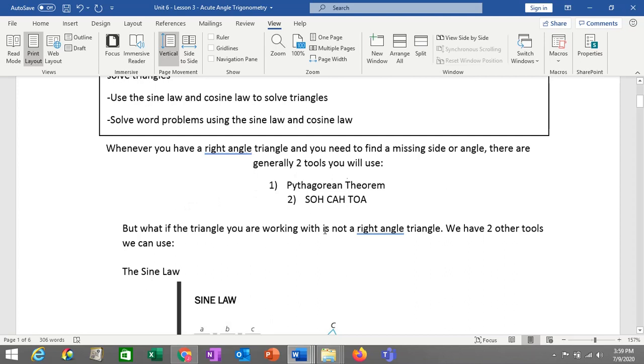But what if you don't have a right angle triangle? Because remember we said last lesson that SOHCAHTOA doesn't work unless the triangle is a right angle triangle. So what if you don't have a right angle triangle? What if it's a different kind of triangle? So there's no right angles in it. Well, there's two other tools that we can use that we're going to introduce.